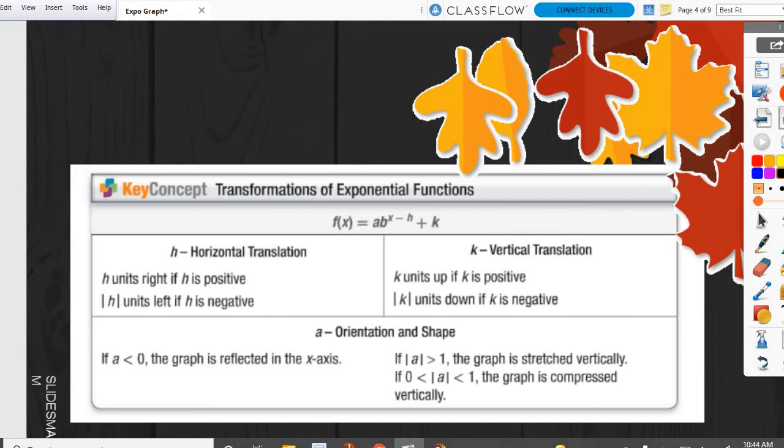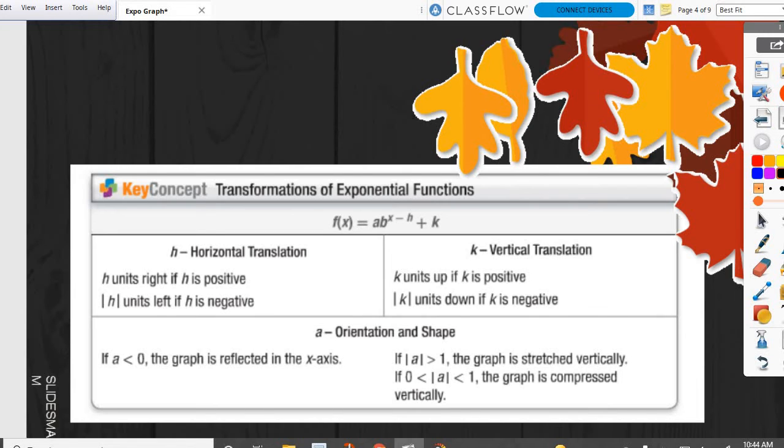How do you flip it the other way again? You would put a negative in the exponent. So like you would have b to the negative x. And that would reflect it across your y-axis. No, it's going up and to the right. Oh, yeah, because it's increasing.